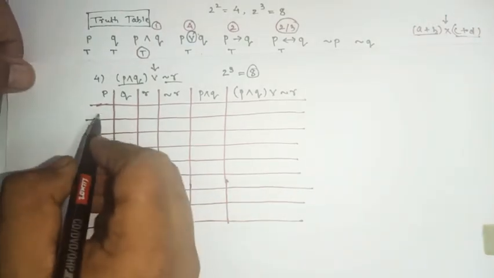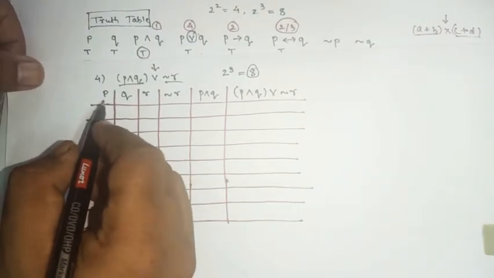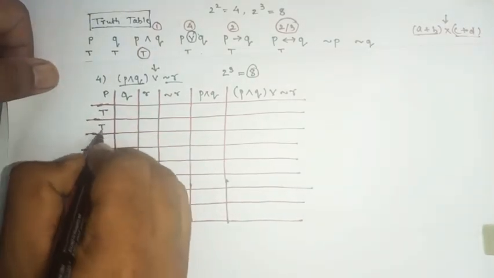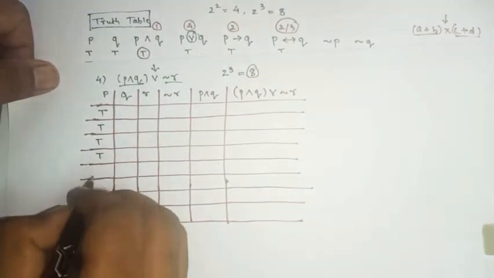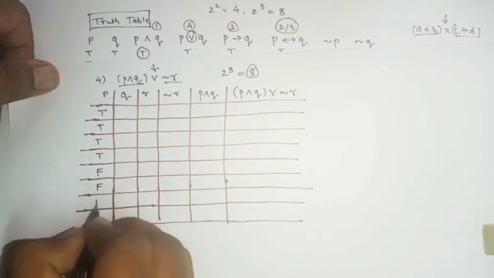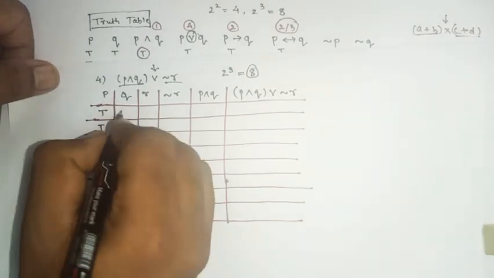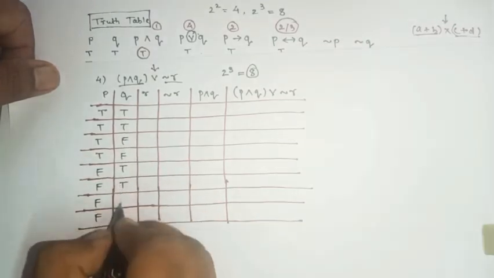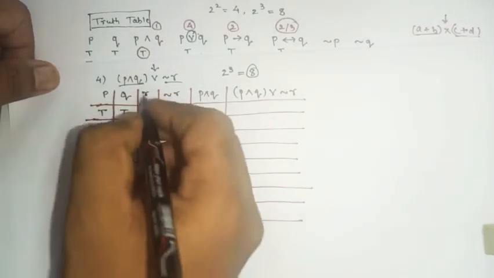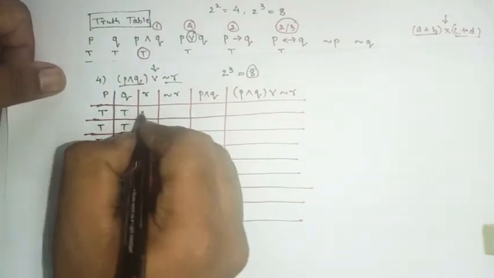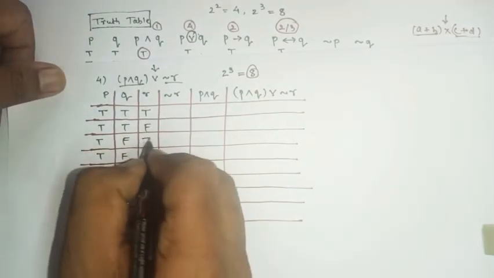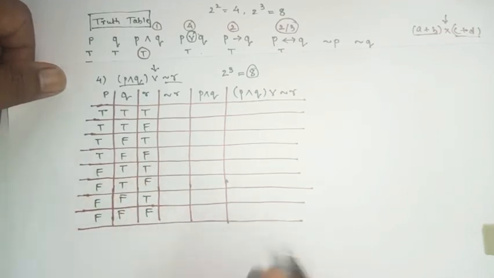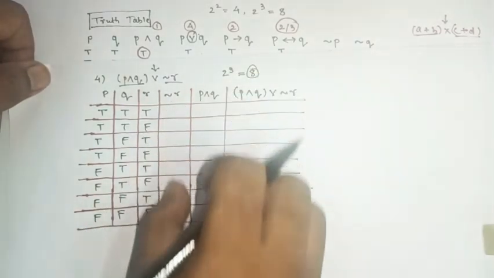Okay, so we know that for P, when we have 3 alphabets, we write 4 times true and 4 times false. For Q, 2, 2. Yes or no? ये सब मैंने ऑलरेडी एक्सप्लेन किया है पहले. For R, 1 time true, false, true, false, true, false, true, false. Yes or no? Now the next one, we have to find the negation of R.